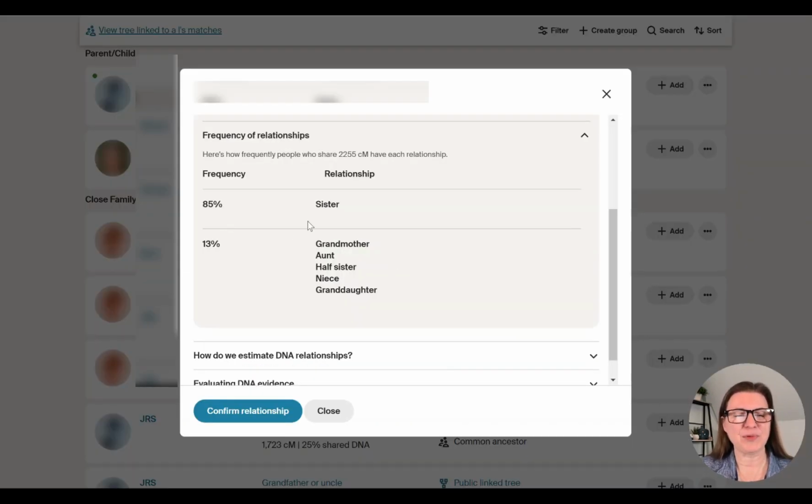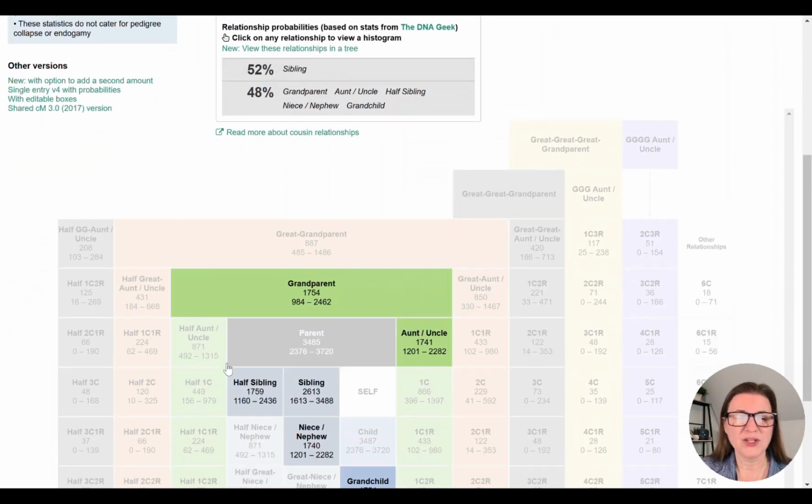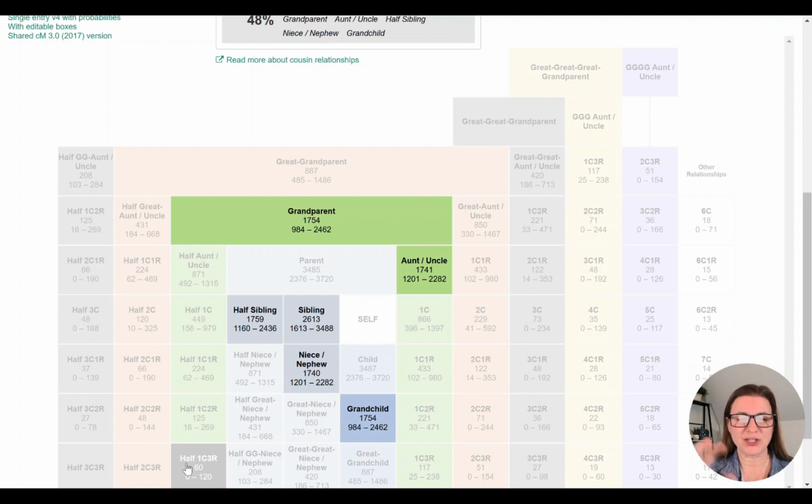It said 85% sister and 13% in this category, where we have 52 and 48%. That's interesting. But we know this is a grandmother. You could also get similar information by looking at this chart below, where some of the cells and possibilities are grayed out because they're not possible for that amount of DNA, and the ones left in color are the ones that are possible.